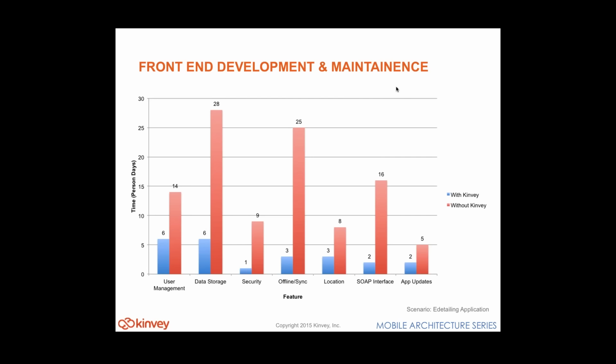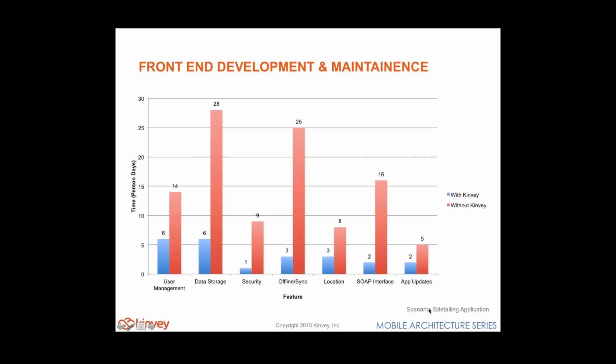So then we'll relate this back to costs afterwards, but just to show you some of the difference here, building out data storage for your front-end development without Convey versus with Convey, you can see there's an astronomical difference. Same thing with your offline caching and syncing. It really adds up, and this is for every single app.